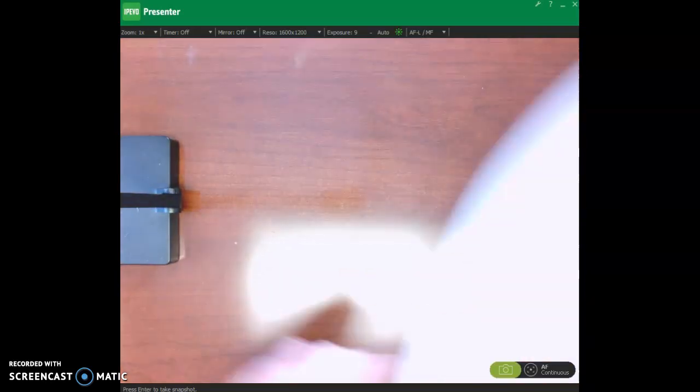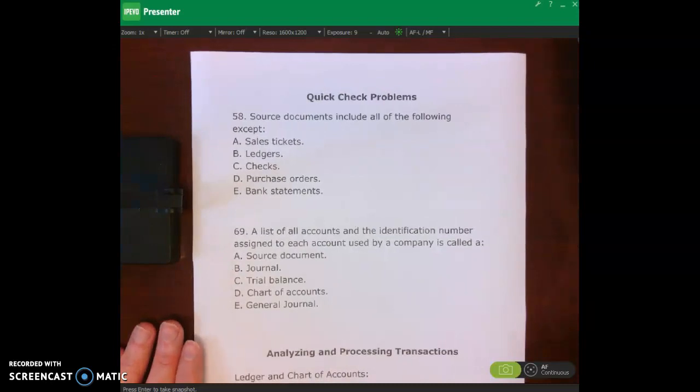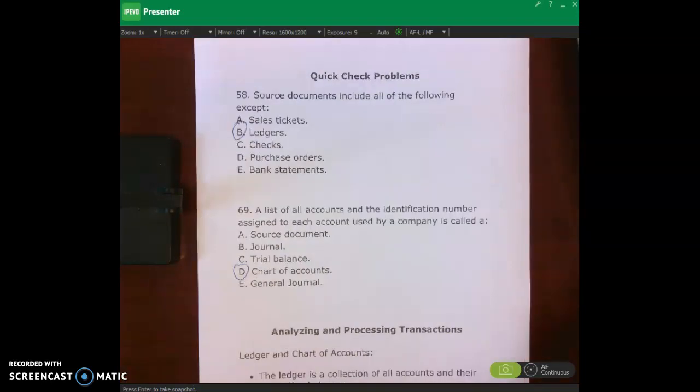So let's look on the next page right over here, and I want you to pause the lecture video and do these quick check problems at the top of page 23 of your course pack, and then we'll talk about it. Okay. And welcome back. So let's see how you did.